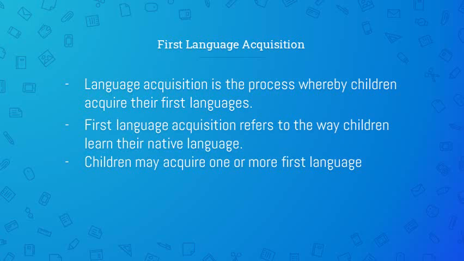For example, children who grow up in an environment in which only English is spoken and heard will acquire only English as their first language. However, children who grow up in an environment in which both German and English are spoken and heard equally will acquire both German and English.